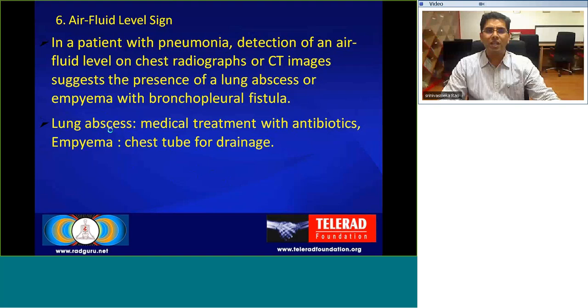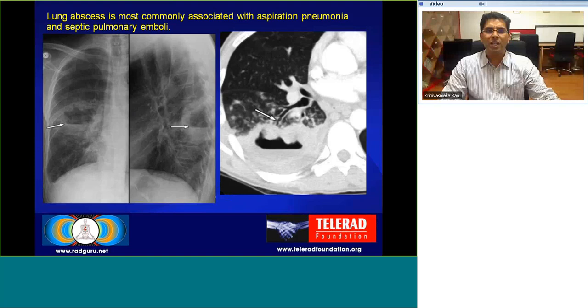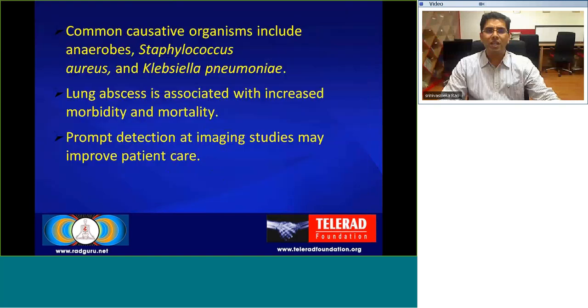However, lung abscess can be treated with IV antibiotics and follow up, whereas with empyema, we need to do a chest drainage to drain the empyema.